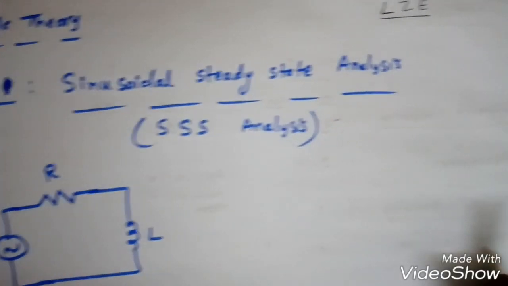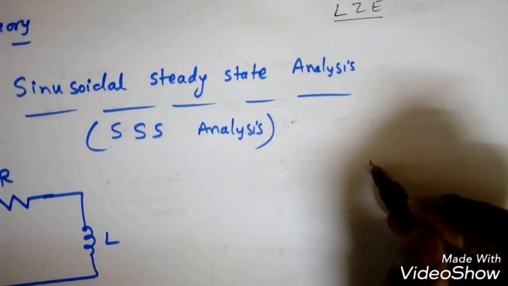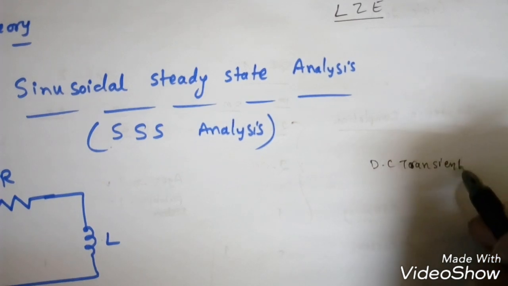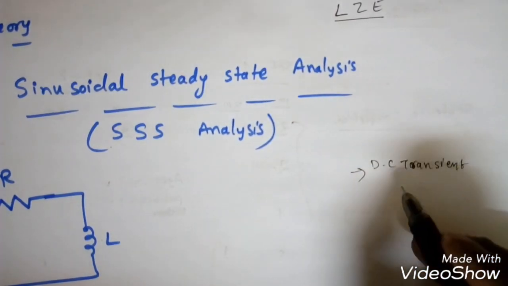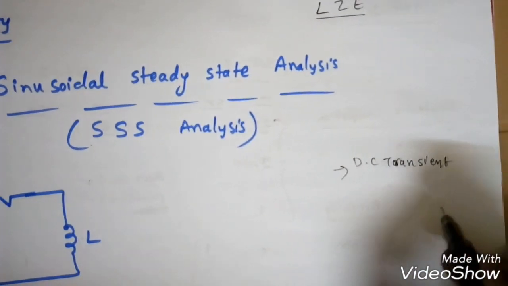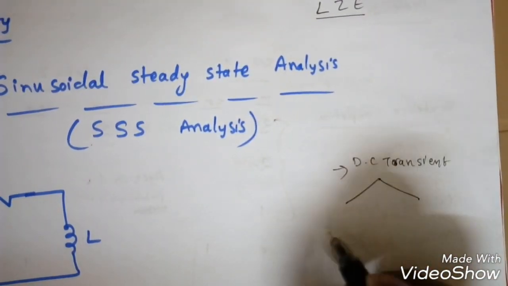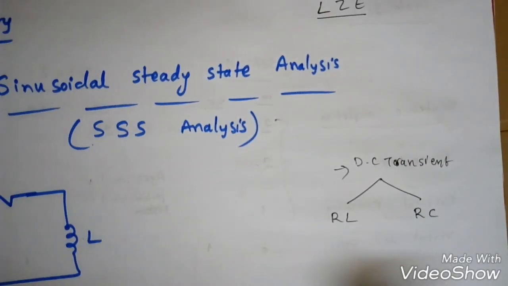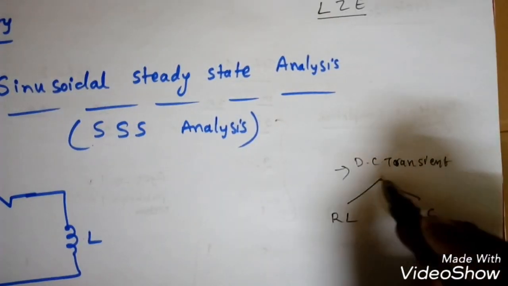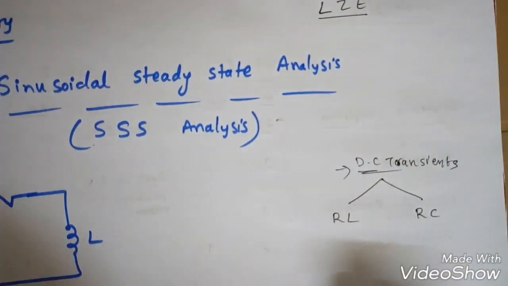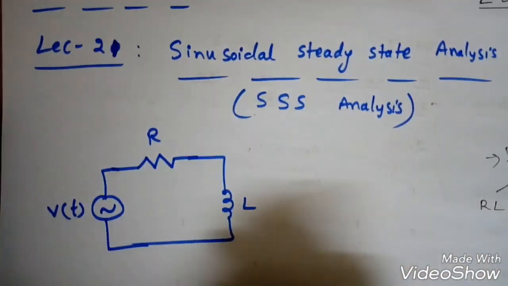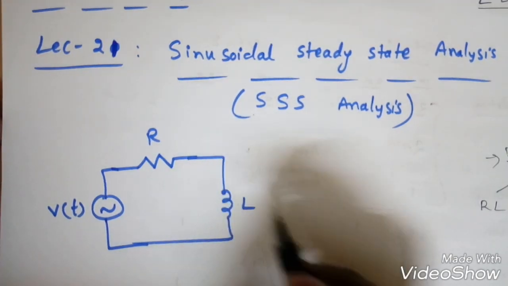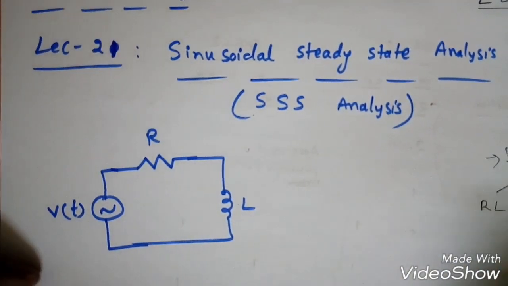Now in the previous lecture we have seen the DC transients and the Laplace concepts in RLC networks. In DC transients we have source-free RL and RC circuits, and circuits with DC excitation. Now if I apply an AC signal, what responses will we get? That we need to see here.